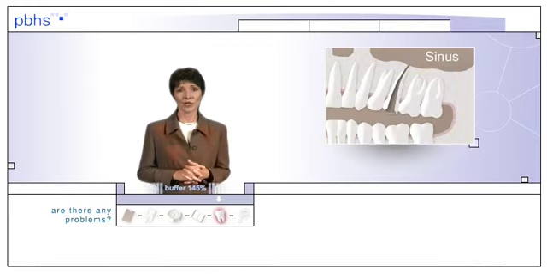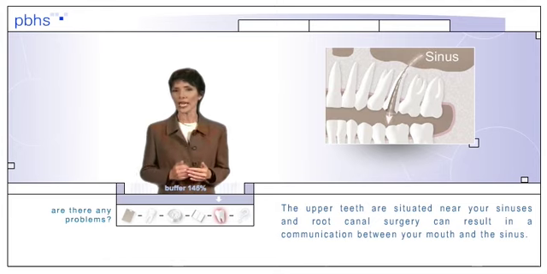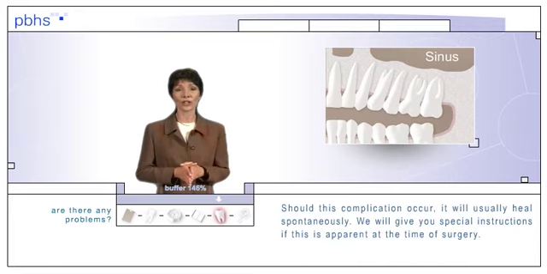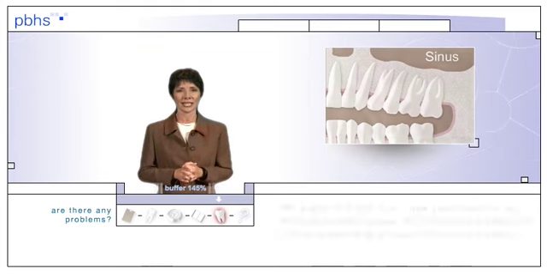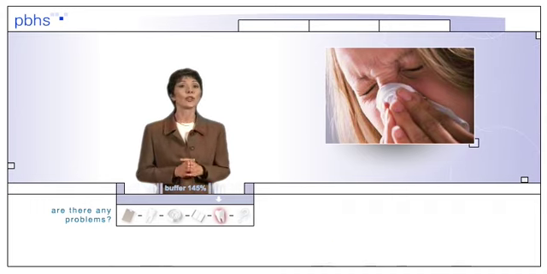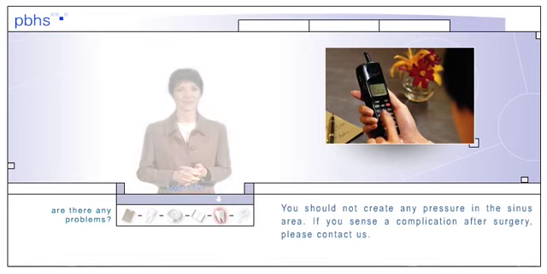The upper teeth are situated near your sinuses, and root canal surgery can result in a communication between your mouth and the adjacent sinus. Should this complication occur, it will usually heal spontaneously. We will give you special instructions if this is apparent at the time of surgery. We prefer that you don't blow your nose for 2 or 3 days after surgery. If you have to sneeze, you should sneeze with an open mouth into a tissue. You should not create any pressure in the sinus area. If you sense a complication after surgery, please contact us.